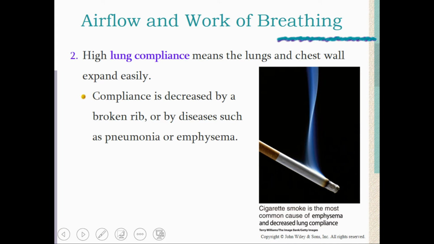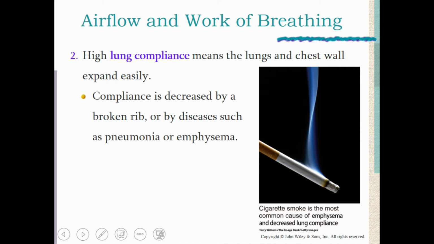The second thing that can influence airflow is lung compliance, which means the lungs and chest wall expand easily. So not only do the alveoli need to expand and not totally collapse, the lungs also will need to expand, and your chest cavity will need to expand.